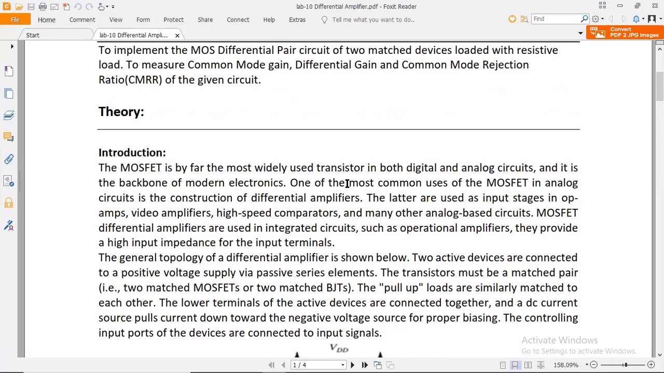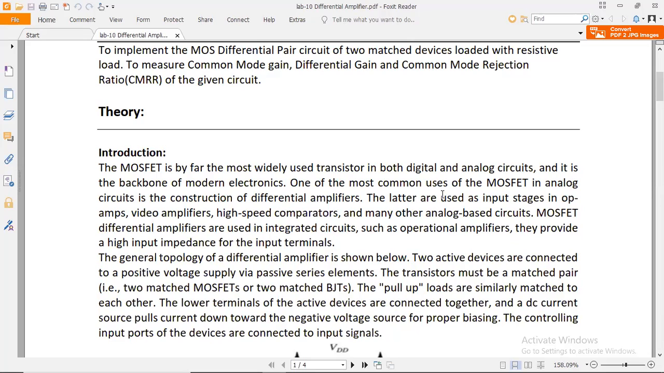Similarly to the MOSFET, a differential amplifier can be made with a BJT and also with a MOSFET. Here we make a differential amplifier circuit with the MOSFET, and it is the backbone of modern electronics. Differential amplifier circuits can also be made with an op-amp, that means the operational amplifier, which is also used in modern electronics.